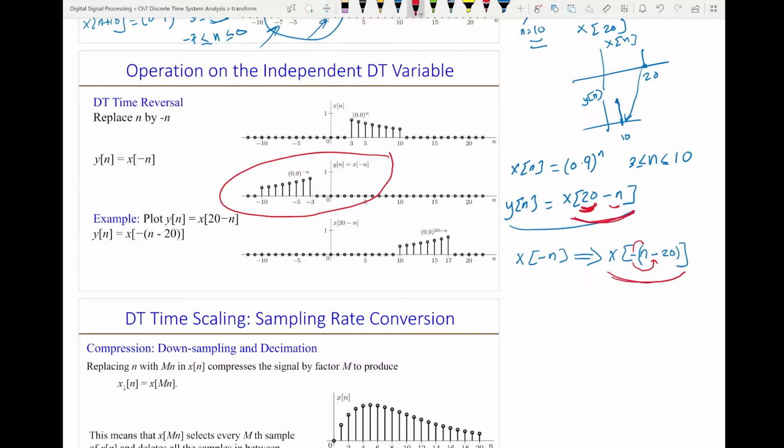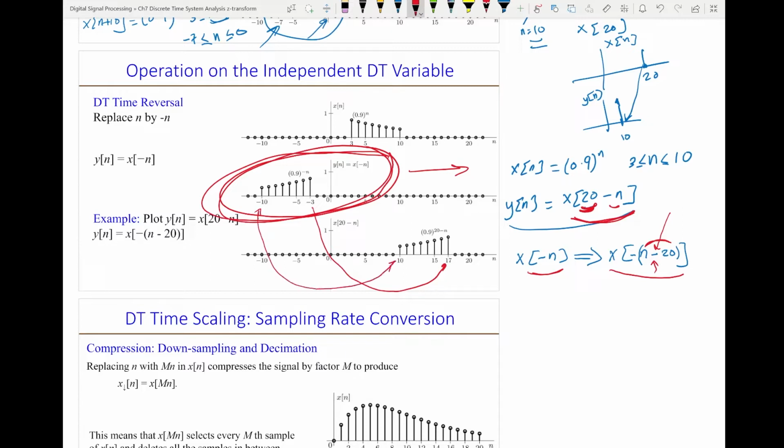So how do we get this? Well, this is coming from here by shifting to the right 20 units because of the minus sign here. So I shift this signal here to the right 20 units because I have the minus here. And if I do this, 20 plus minus 3, that's 17. 20 minus 10, that's 10. And this is the signal.